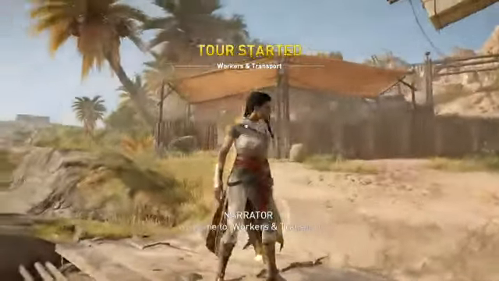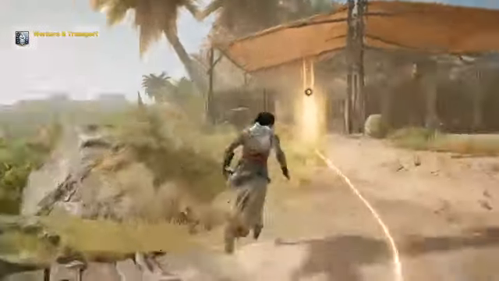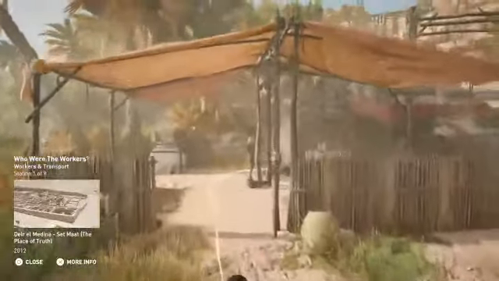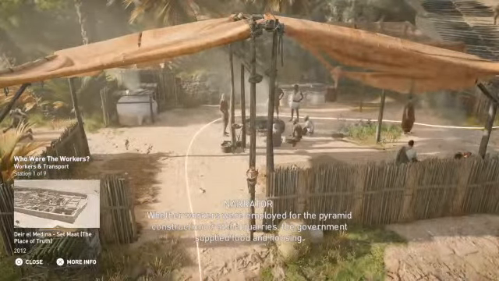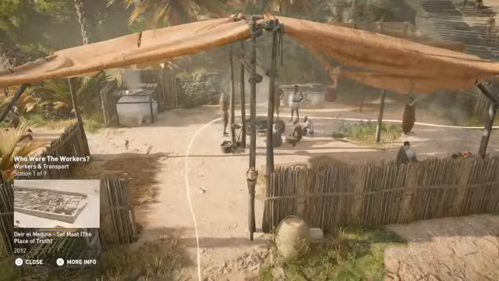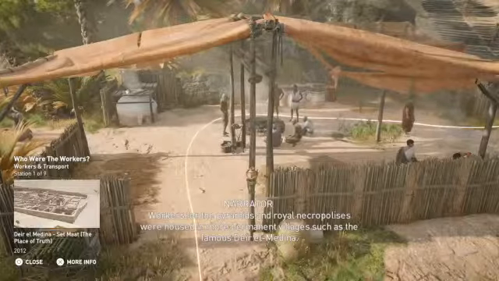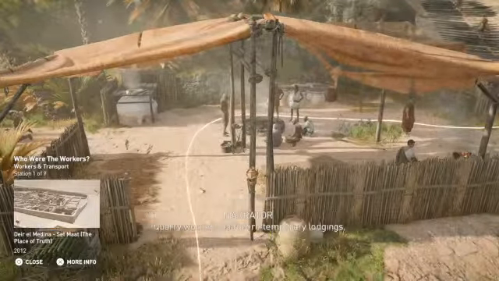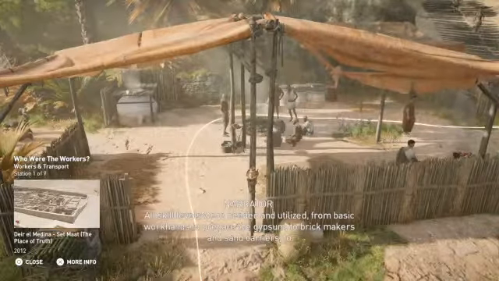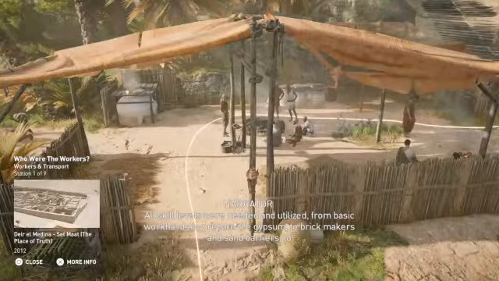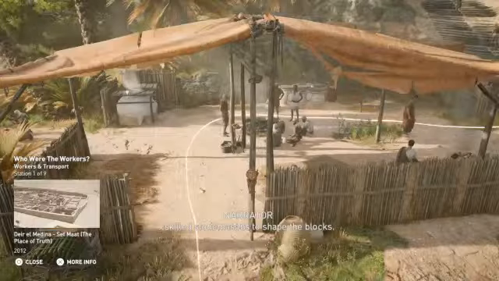Welcome to Workers and Transport. Whether workers were employed for the pyramid construction or at the quarries, the government supplied food and housing. Workers for the pyramids and royal necropolises were housed in more permanent villages, such as the famous Deir el-Medina. Quarry workers had more temporary lodgings. All skill levels were needed and utilized, from basic work hands to prepare the gypsum, to brickmakers and sand carriers, to skilled stonemasons to shape the blocks.